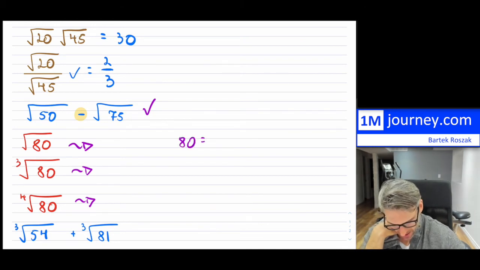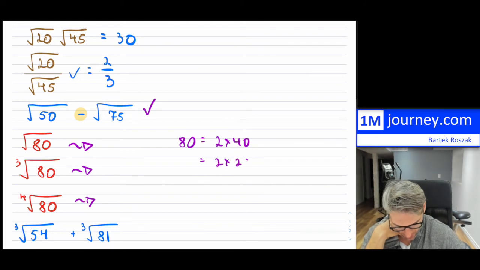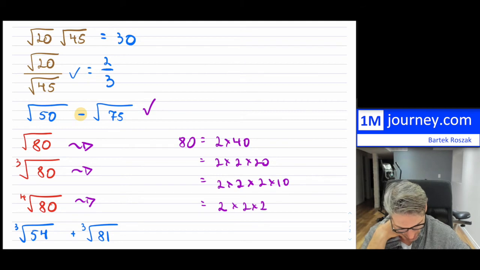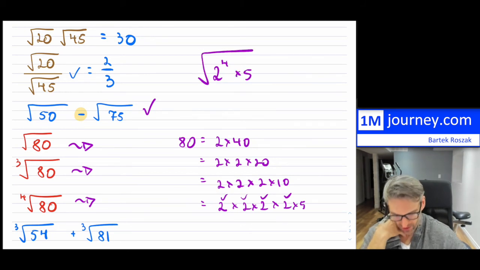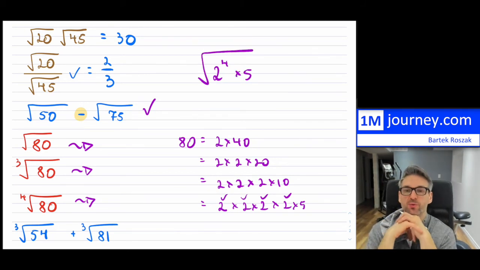So 80 is equal to 2 times 40. This is 2 times 20. This is 2 times 2 times 2 times 10. All right, and this is going to be 2 times 2 times 2 times 2 times 5. So 1, 2, 3, 4. So basically what we have is 2 to the 4 multiplied by 5. All right? So that's what we have there.